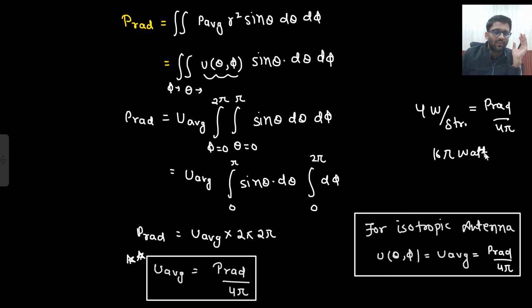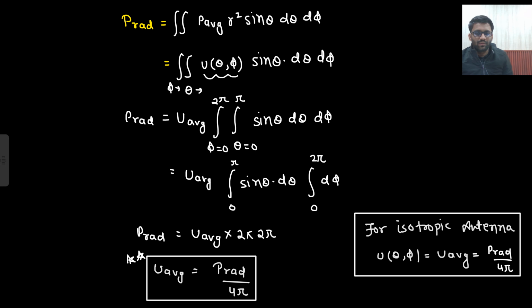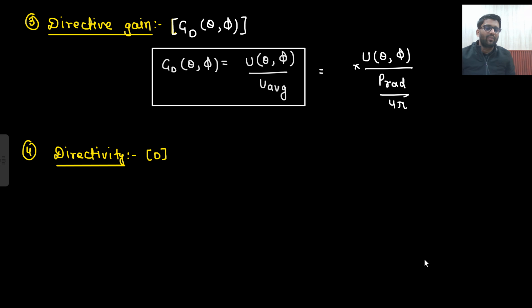Very simple thing. Okay. So for an isotropic antenna, what did you study? That radiation intensity and average radiation intensity are both equal. Is that okay for you? But this U average doesn't mean that it is defined only for an isotropic antenna. It is defined for any other antenna, and for all the antennas, U average is P radiated upon 4 pi.